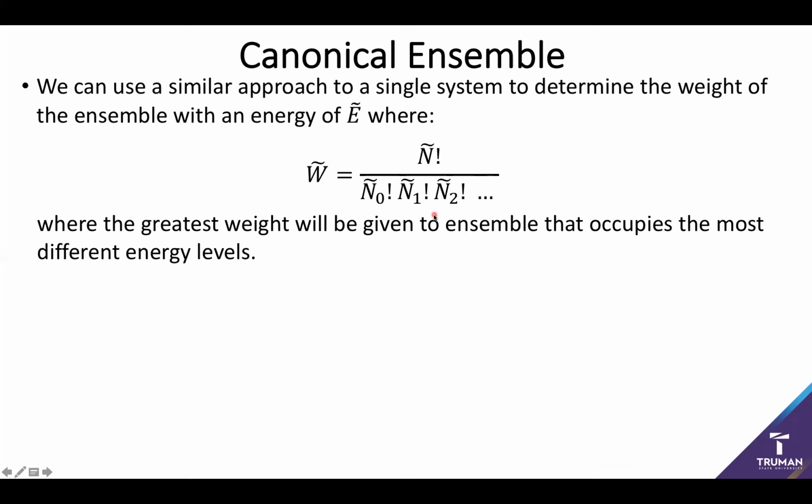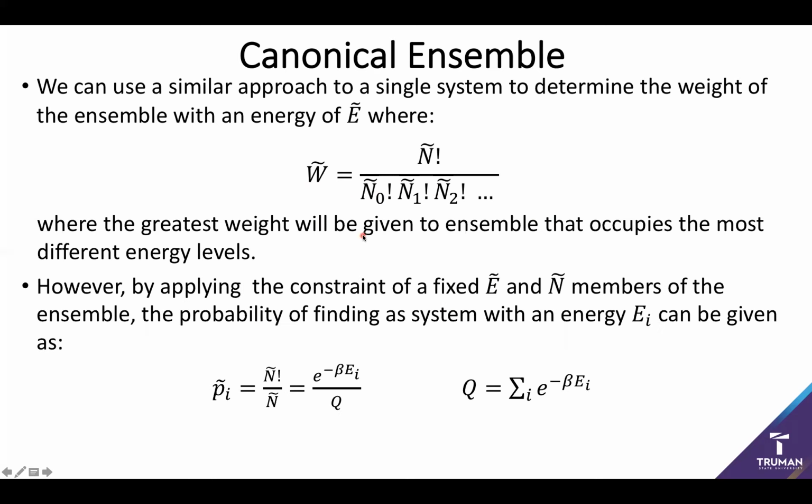So what we're going to want to specifically do, just like we did with individual systems, is try and find the ensemble with the greatest weight, as it's going to tend to be the one that dominates the system. However, one of the things to note is that if all energies are equivalent, the ensemble with the greatest weight is going to be the one that occupies the most different energy levels. Because if all my systems are in a different state, that's going to give my system a great deal of weight. Unfortunately, we also are going to have to apply the constraints of a fixed energy and a fixed number of systems, which is going to help drive a higher probability of finding the system in low energy states.